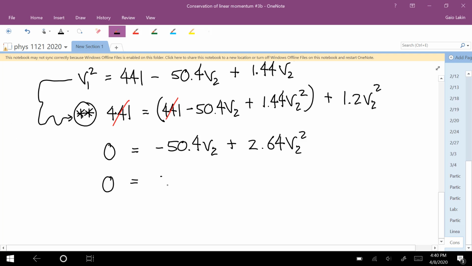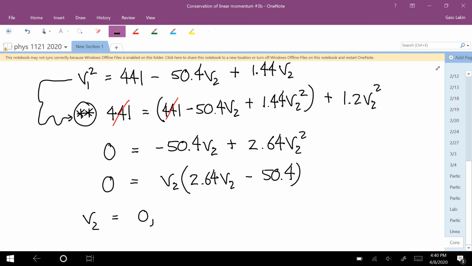But what we have here is, factor out V2, and you get V2 times (2.64 V2 minus 50.4). And so the solutions to V2 are 0, or the other solution is 50.4 divided by 2.64, so 19.09.